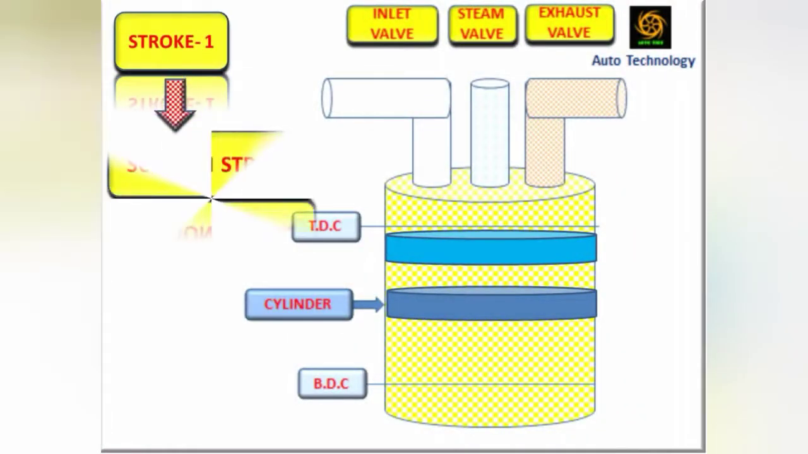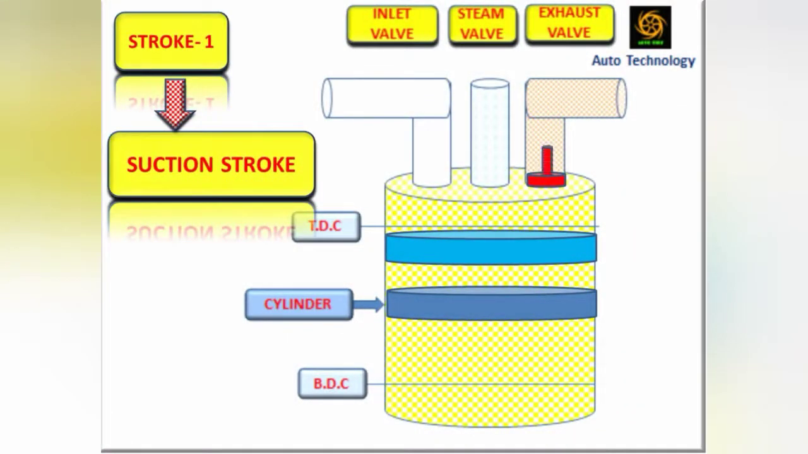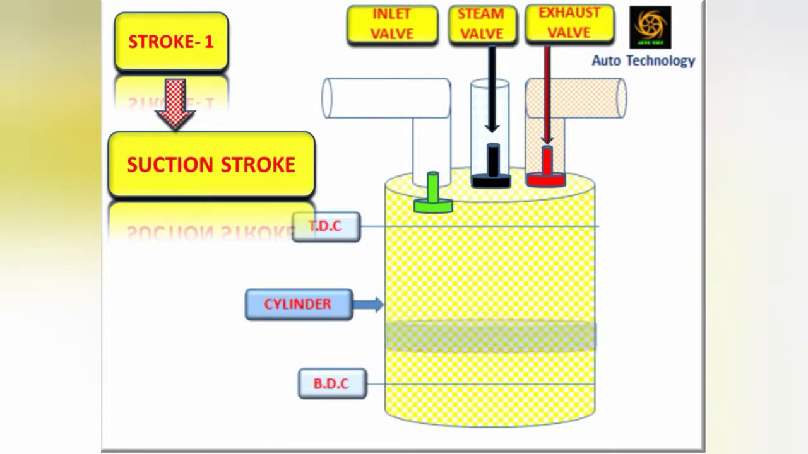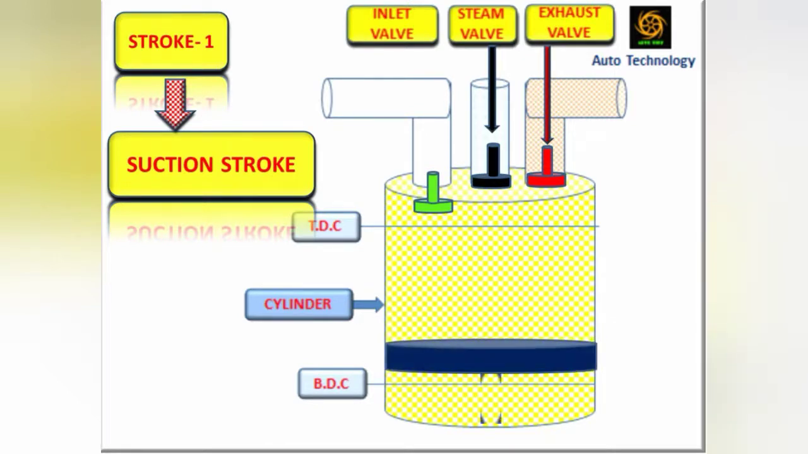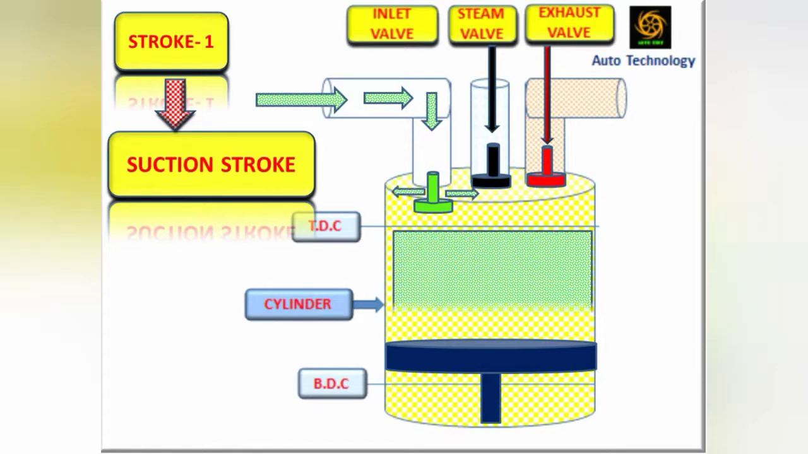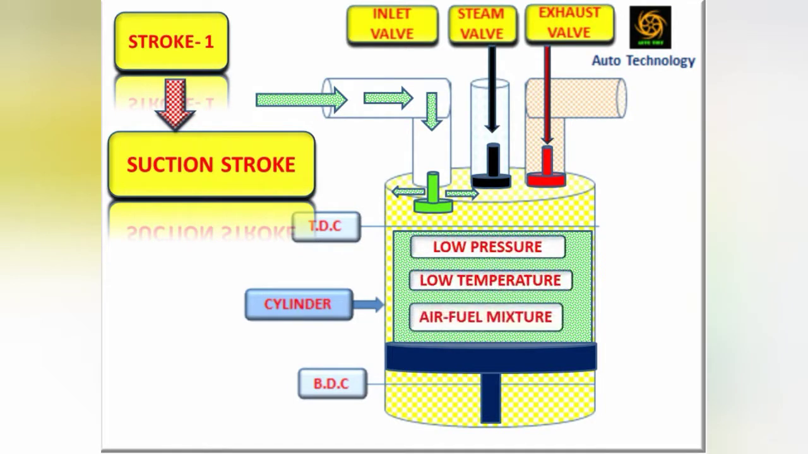The first stroke of the 6-stroke engine is the suction stroke. In the suction stroke, the exhaust valve is in closed position, the steam valve is closed, but the inlet valve is in open position. When the piston moves downward from TDC to BDC, a vacuum is created inside the cylinder. Due to this, the air fuel mixture enters the cylinder through the inlet valve. This air fuel mixture is at low pressure and low temperature.